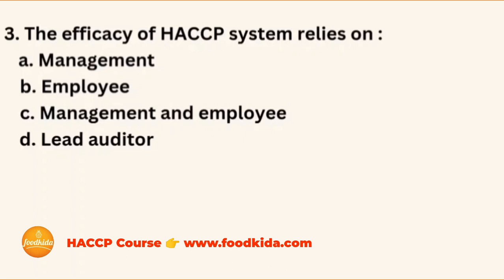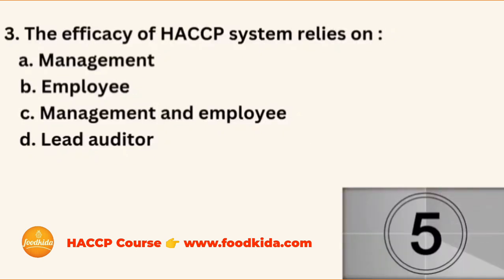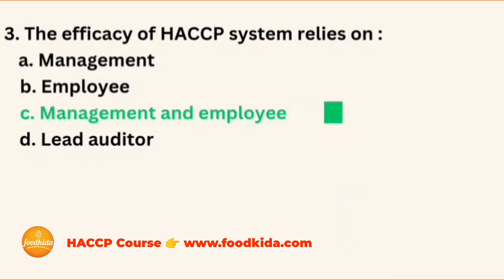The efficiency of the HACCP system relies on: Option A, management. Option B, employees. Option C, management and employees. Option D, lead auditor. The correct option is C, management and employees.